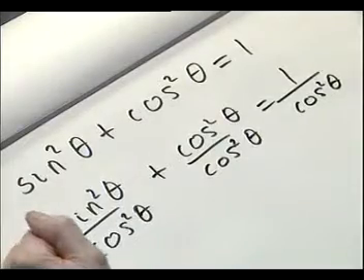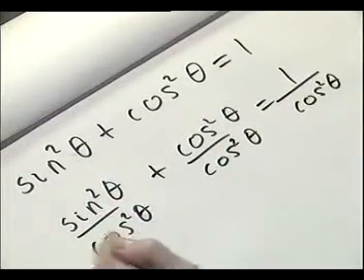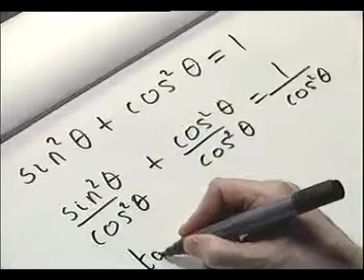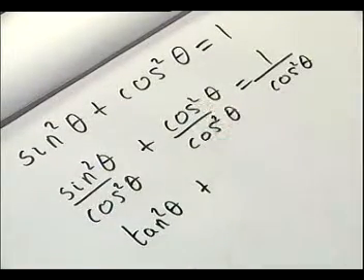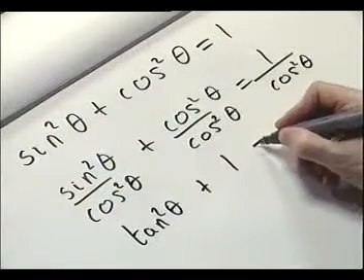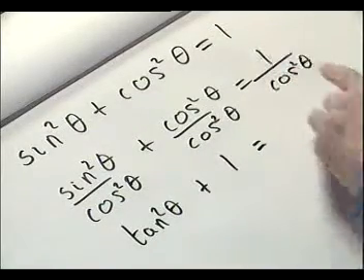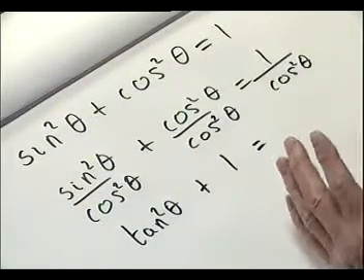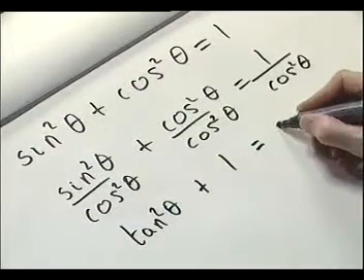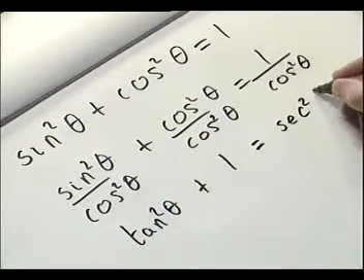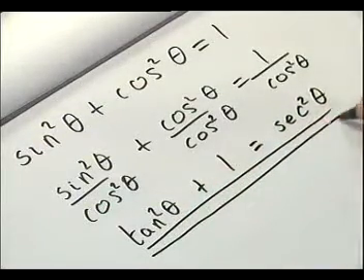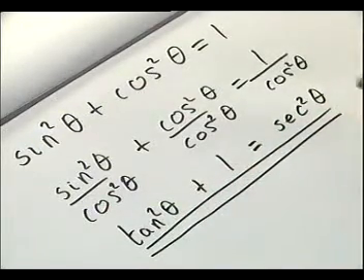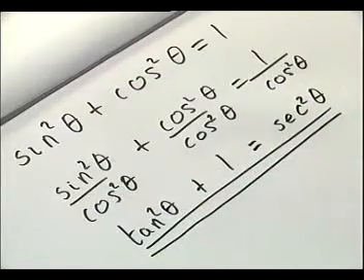And so this one is sine over cos all squared, so that gives us tan squared theta, plus cos squared into cos squared is 1, equals, and then 1 over cos squared is 1 over cos all squared, so that is sec squared theta. So there's one of our new trig functions popping up in an identity this time.